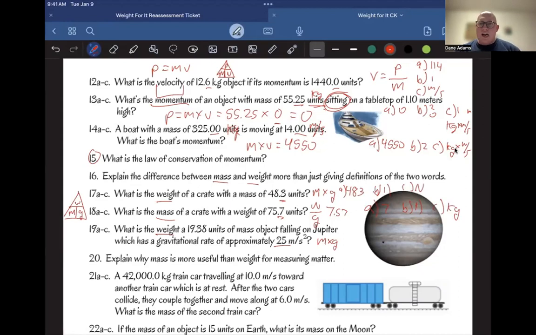I get 484.5. That's a lot of weight. So to answer this correctly, part A would be 484, part B would be 1, and part C would be newtons. Okay. You can ask yourself how much weight would this object feel? The answer would be 0. It's in free fall.